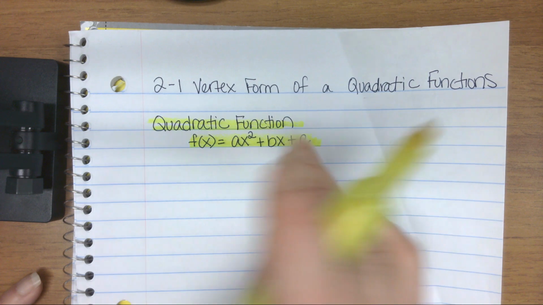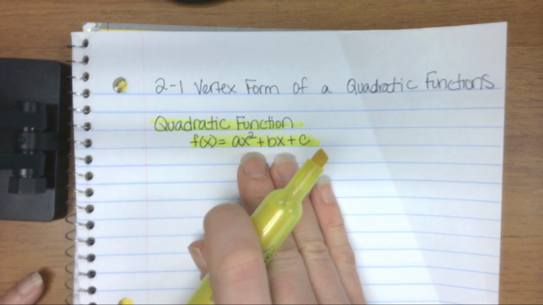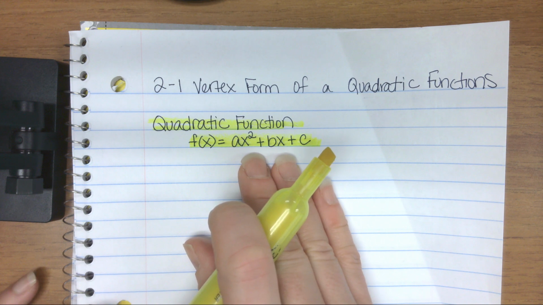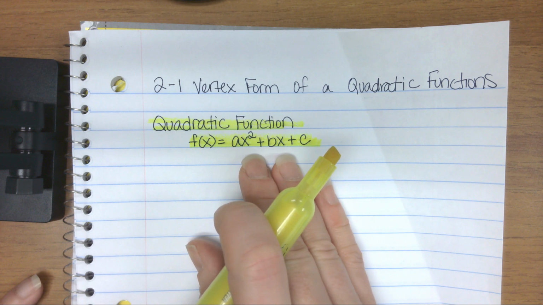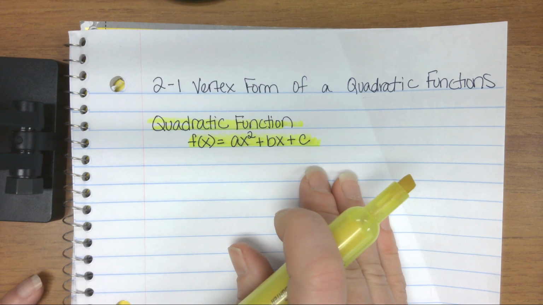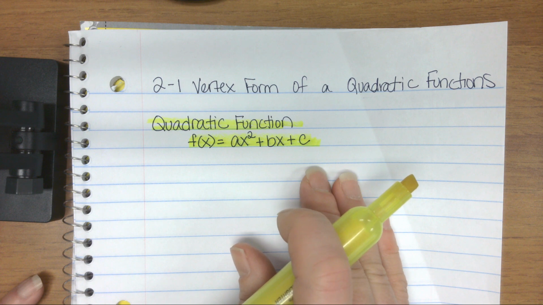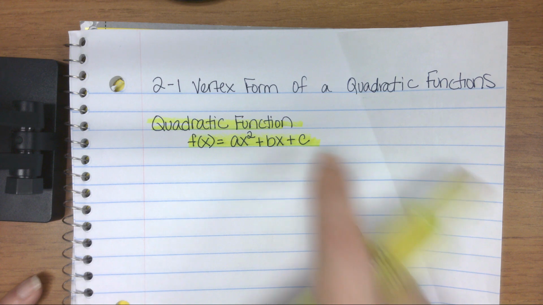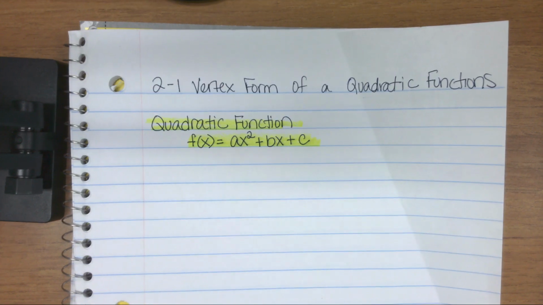We're not going to talk about this form today. This we call the standard form. In standard form, who remembers what that tells you on the graph? The y-intercept. Yeah. Good. We're going to talk about that a little bit more next week.